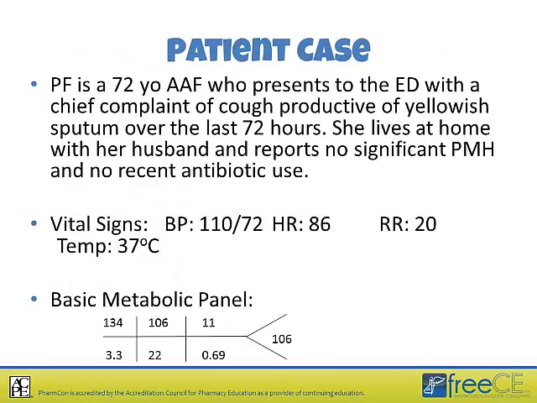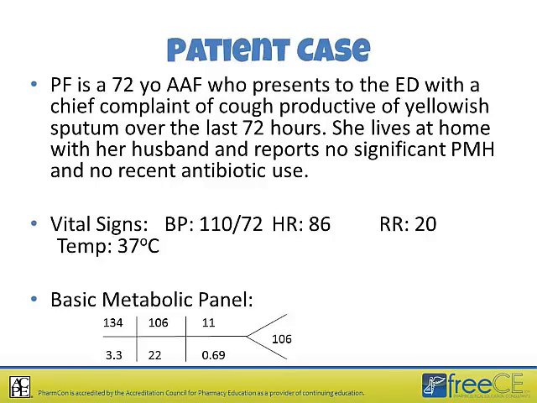So we've got a lot of really great knowledge under our belt, and I think it's probably about time that we get to use a little bit of it with a poll question. So I'm going to give you a case. It's the case of PF, who's a 72-year-old African-American female. She presents to the emergency department with a chief complaint of cough productive of yellowish sputum over the last 72 hours. She lives at home with her husband and reports no significant past medical history, no recent antibiotic use, no recent hospitalizations either.